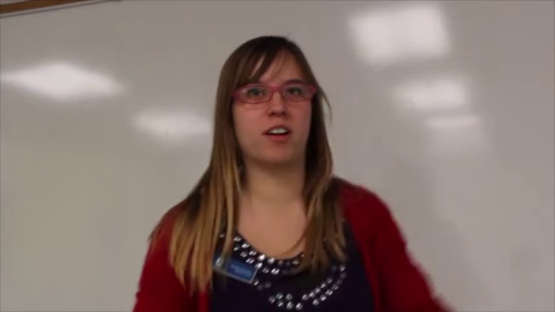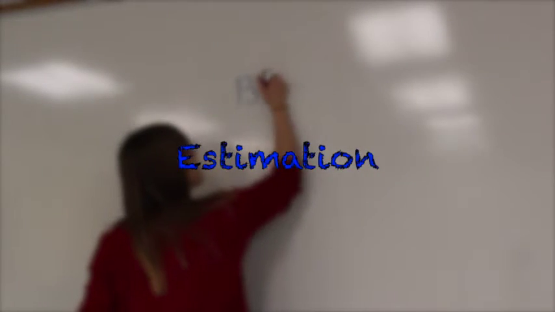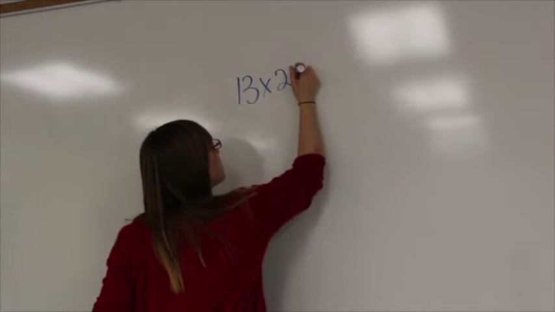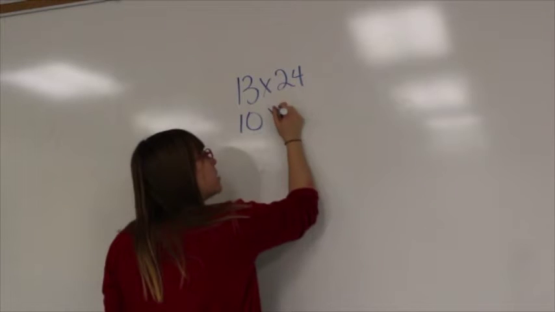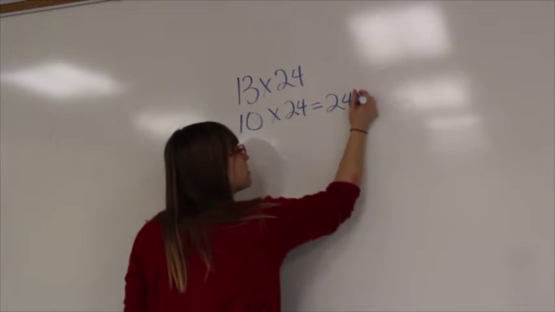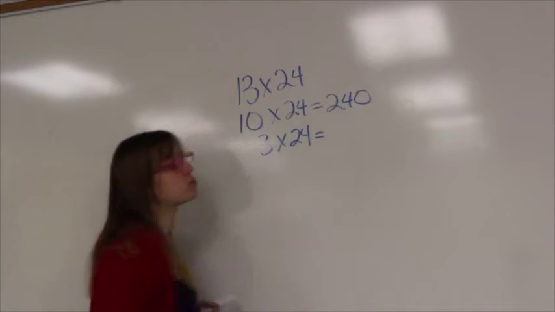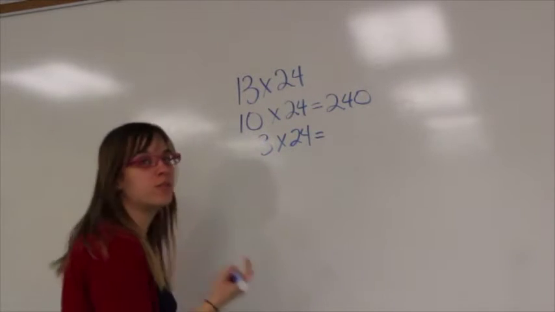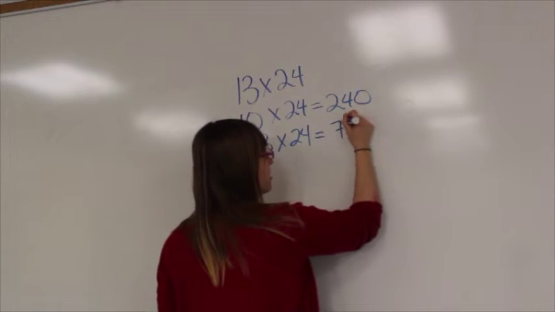13 times 24. How do I do 13 times 24? You can look at 13 times 24. 13 is kind of close to 10 times 24. Well, I know that is 240. 3 times 24, I know there's 24 hours in a day, and I know that 3 days is 72 hours.